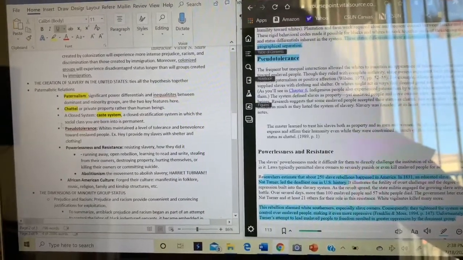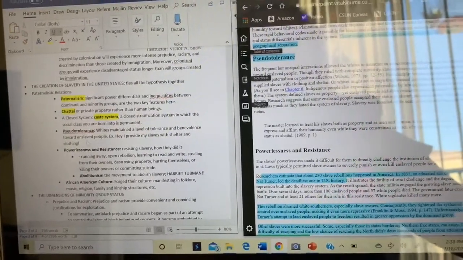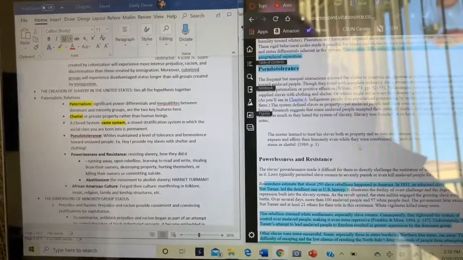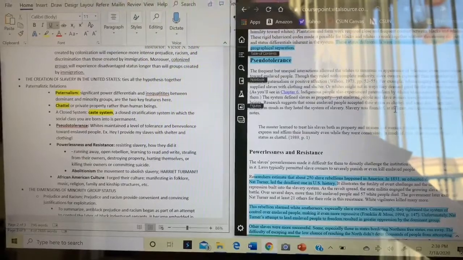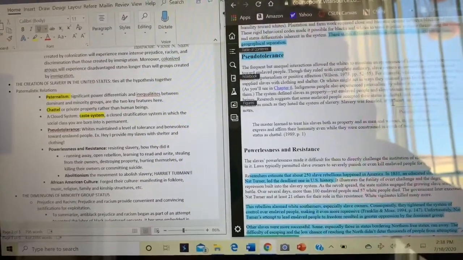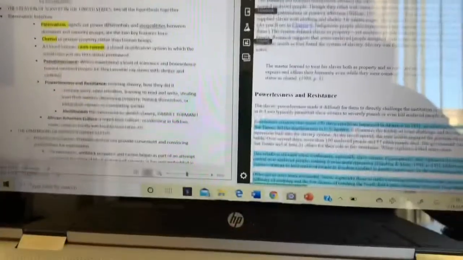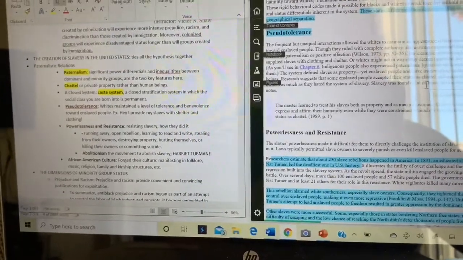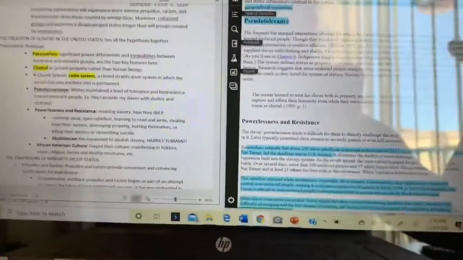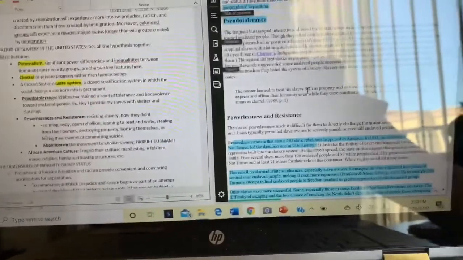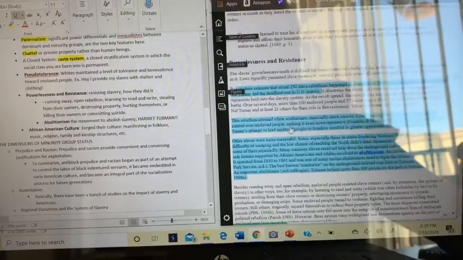Next heading talks about pseudo-tolerance. Pseudo means fake. That's how I remember it, fake tolerance. Here it basically says that whites maintained a level of tolerance towards enslaved people. So whites basically kind of flaunted their slaves. It's fake tolerance. I put an example here. I kind of got it from the book, but I put an example here. Hey, I provided my slaves with shelter and clothing. What did you provide your slaves with, huh? That's how I think of pseudo-tolerance.